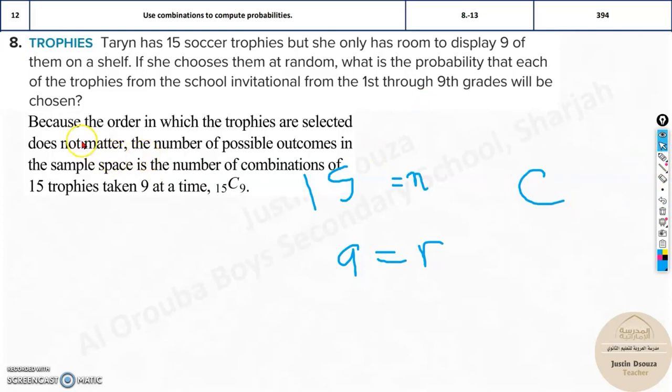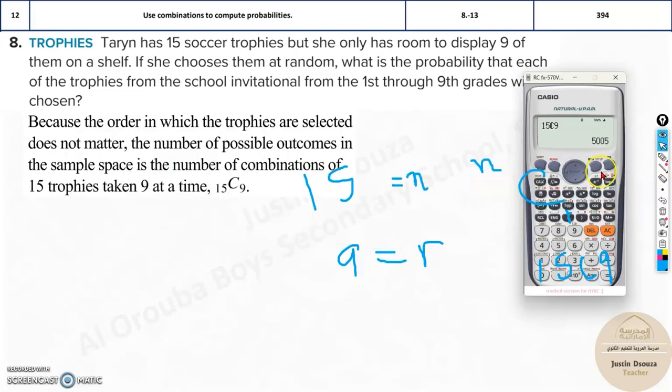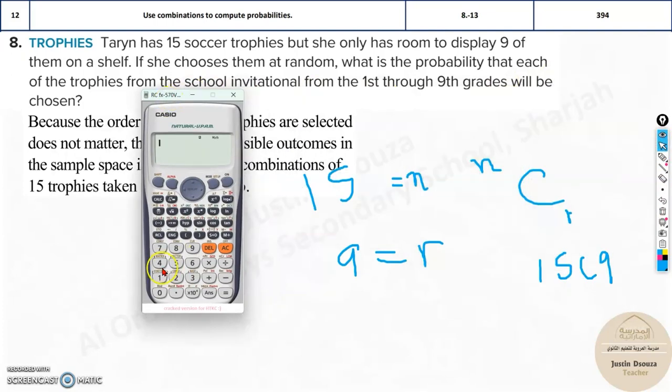So now we are here. Because the order does not matter, this is a combination problem. When we have a combination, it's nCr, so it is 15C9. You can just put this in the calculator directly. Press 15, shift, the division symbol, and the r value is 9, and that is the answer. So these are the total possible ways to select 9 out of 15.